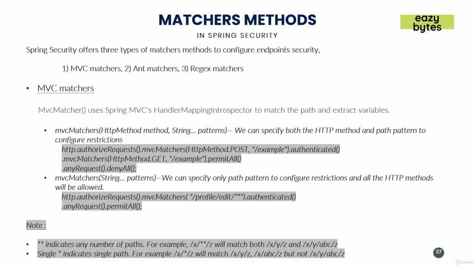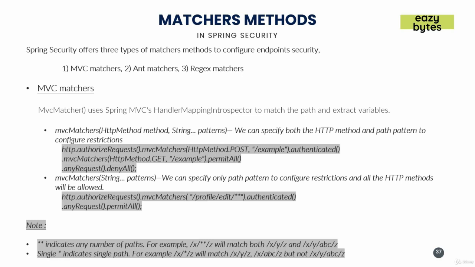Similarly, if you have a simple requirement where any web API path which matches profile/edit/ followed by whatever is there in the path, I want to blindly authenticate or protect it. You may have hundreds of paths like profile/edit/1, 2, 3, or it can be anything. In such scenarios, we don't have to configure each and every URL inside our Spring Security. We can leverage these patterns, and whenever you use two stars, that indicates any number of paths after the path that you have defined.